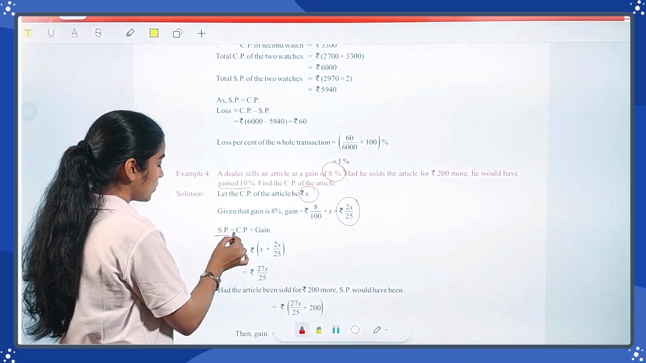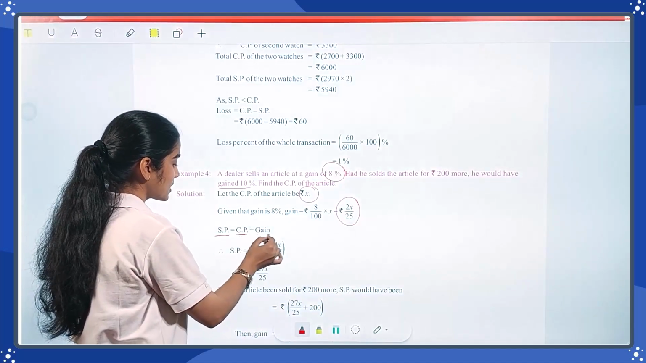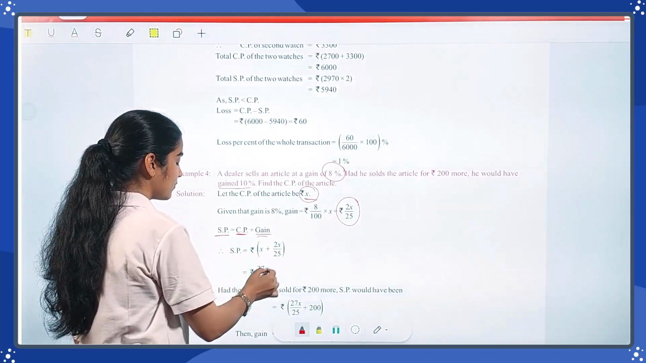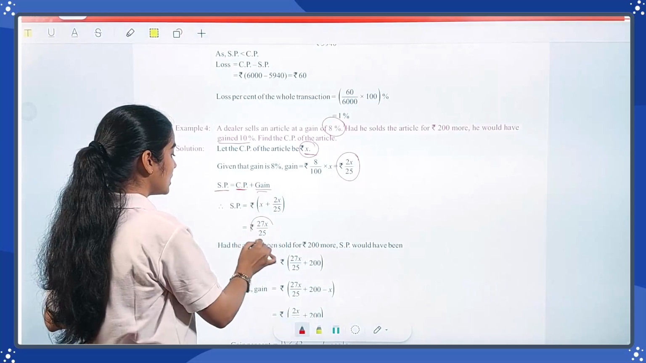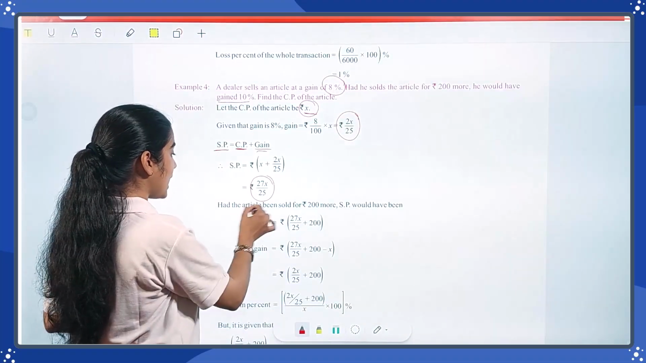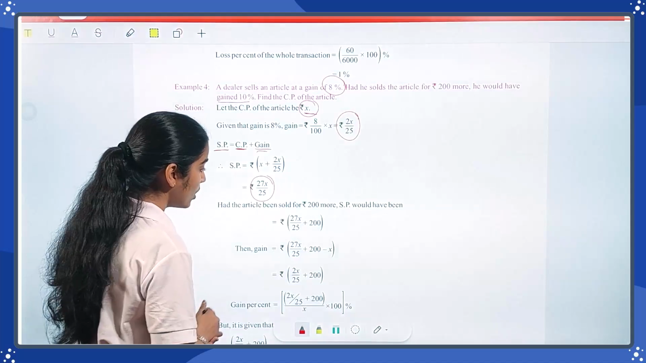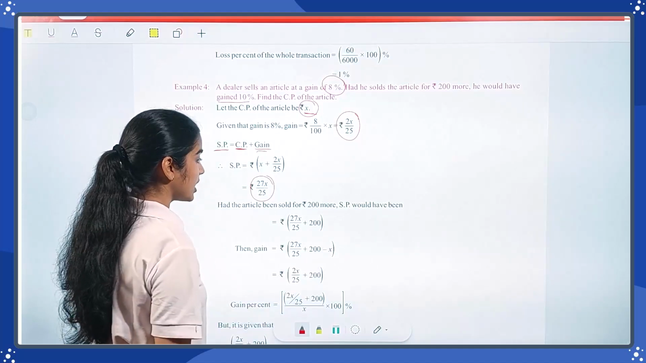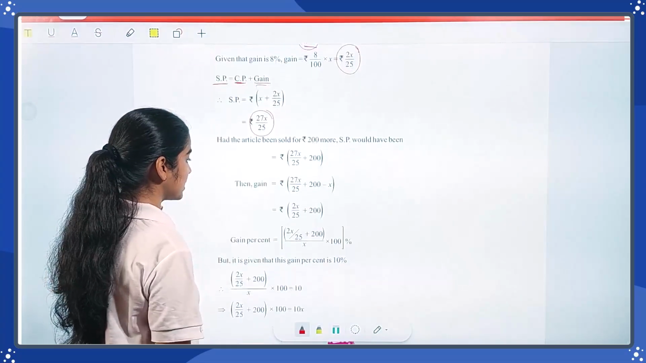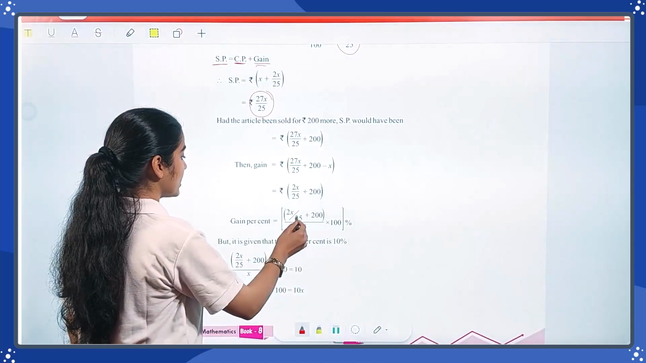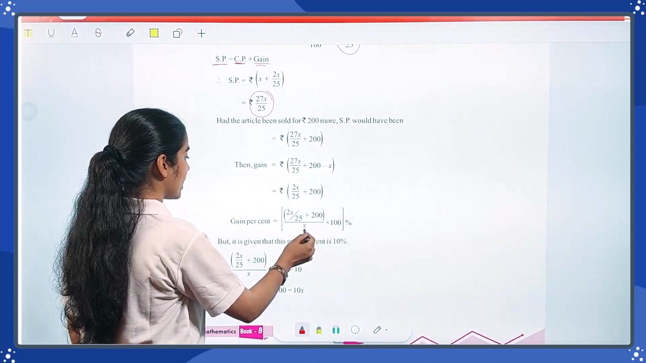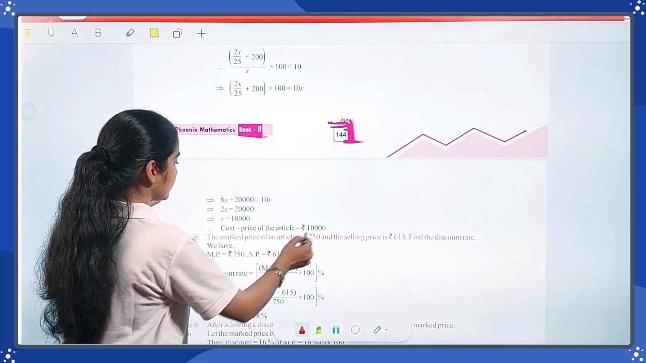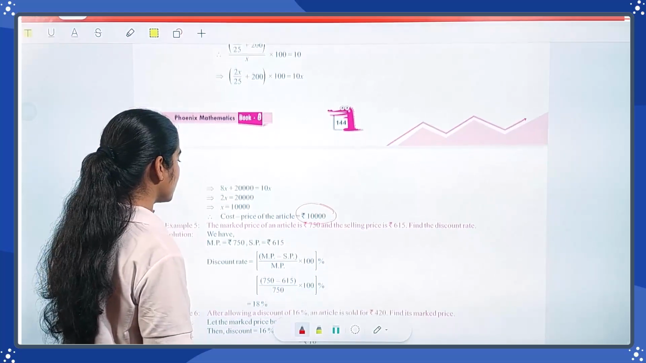Now SP, the selling price, is equal to cost price plus gain. So cost price is X, gain is 2x upon 25. When we add these two together, we get 27x upon 25. Had the article been sold for 200 more, SP would have been 27x upon 25 plus 200, and the gain is this, so 2x upon 25 plus 200 upon x multiplied by 100. The result is 10,000, the cost price of the article.